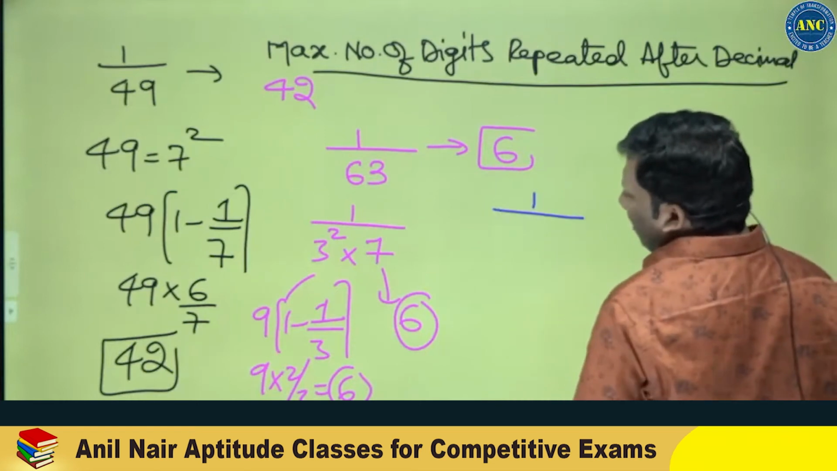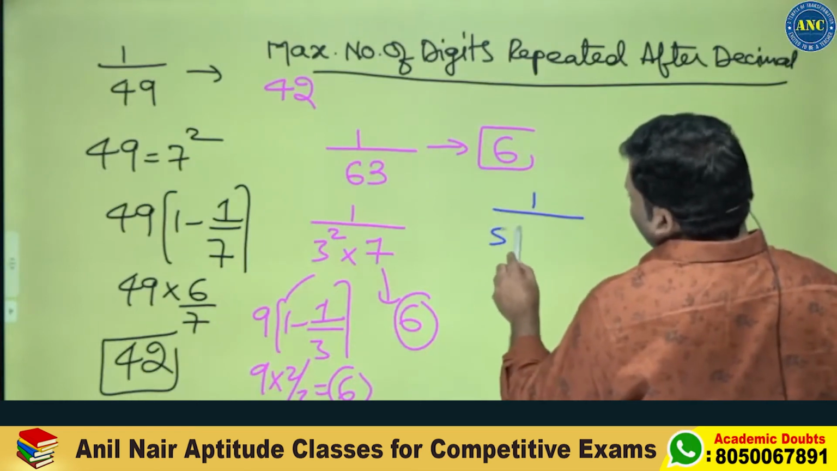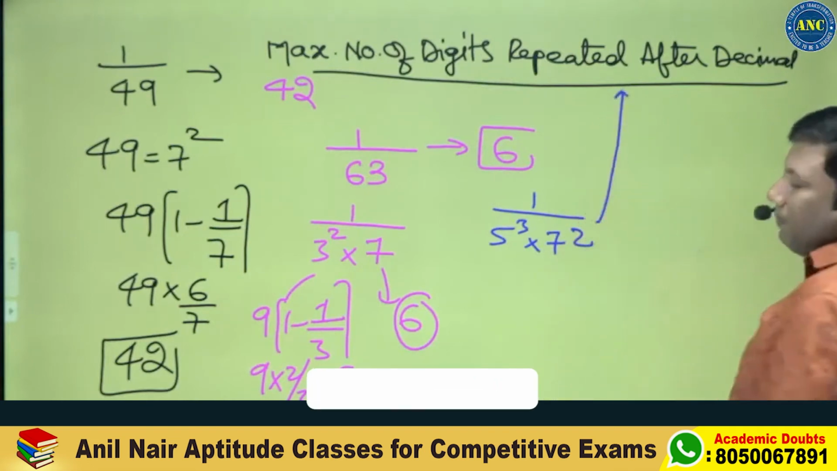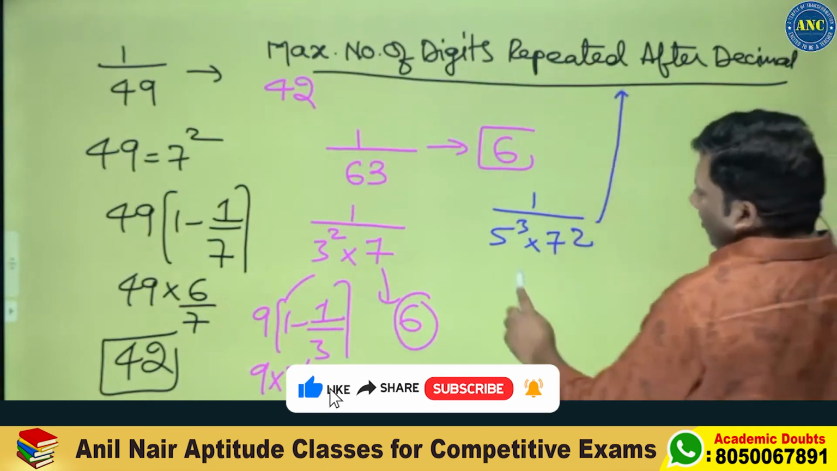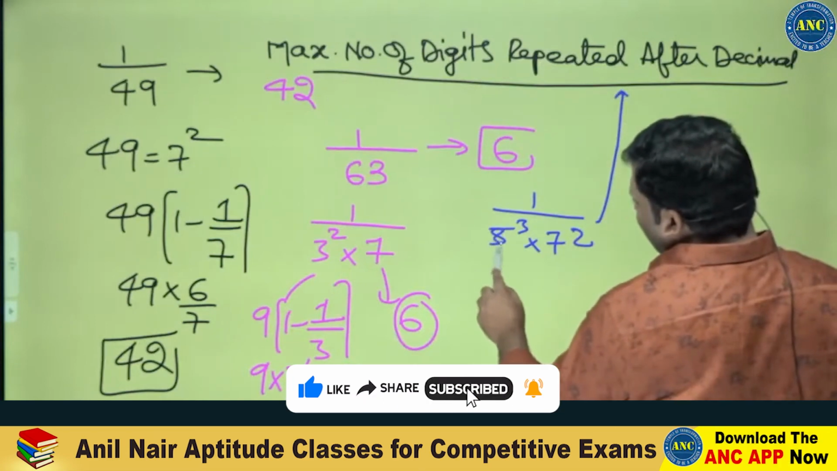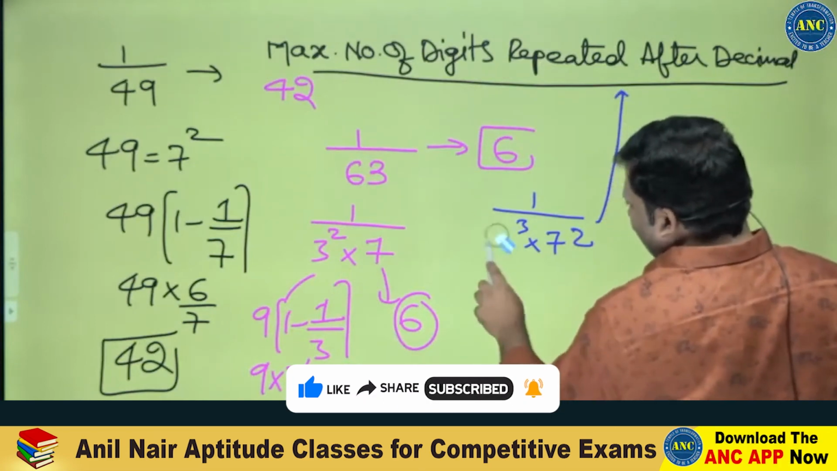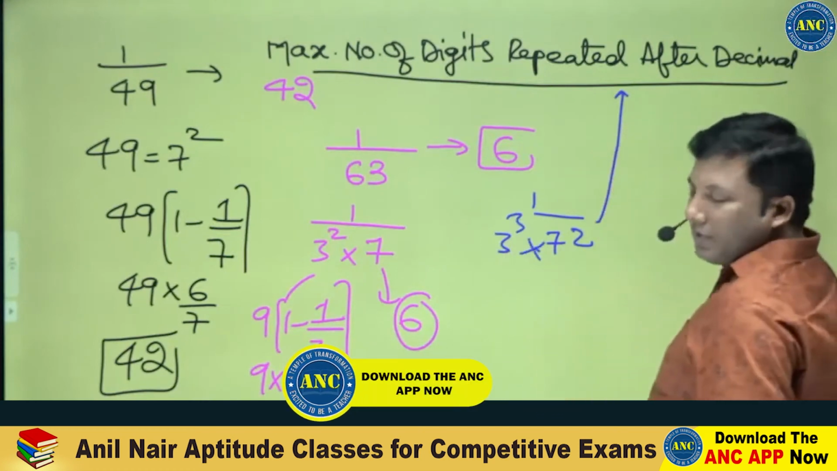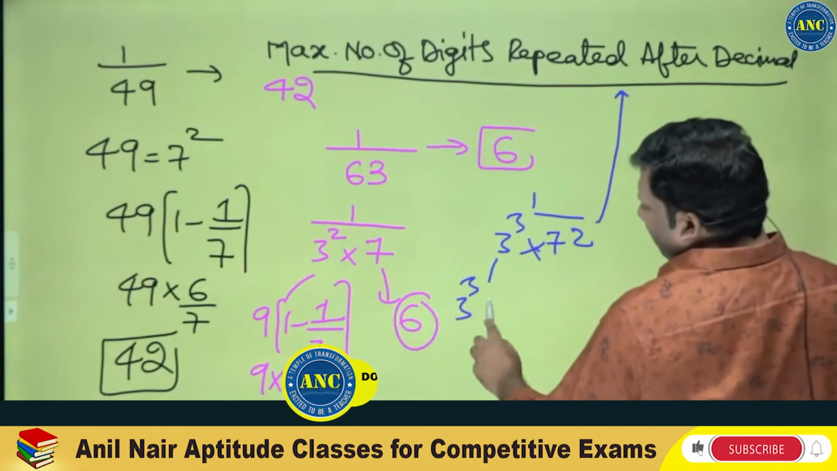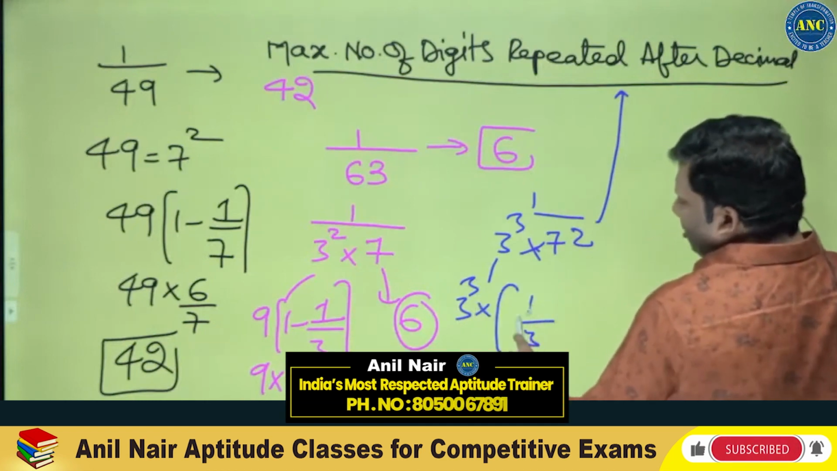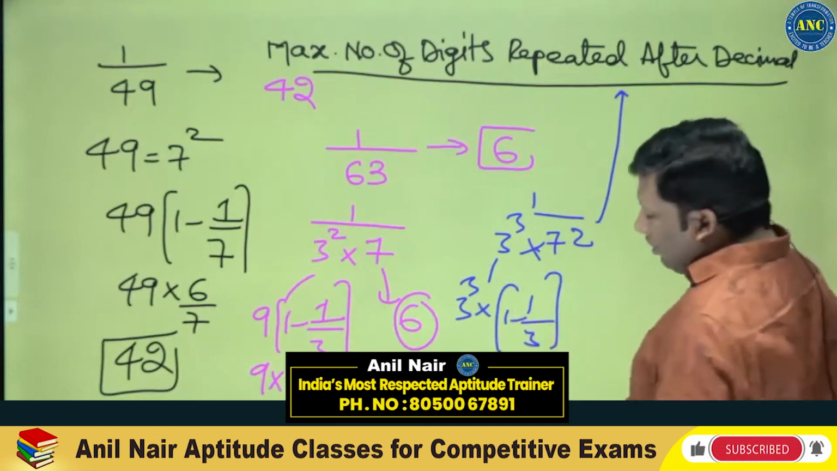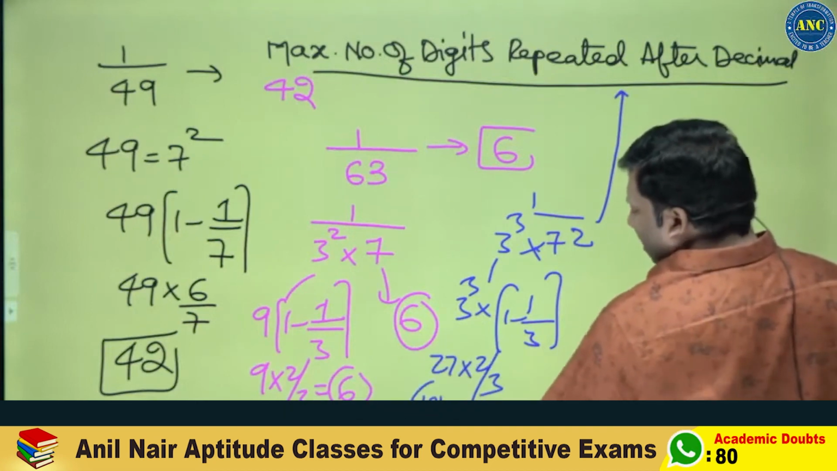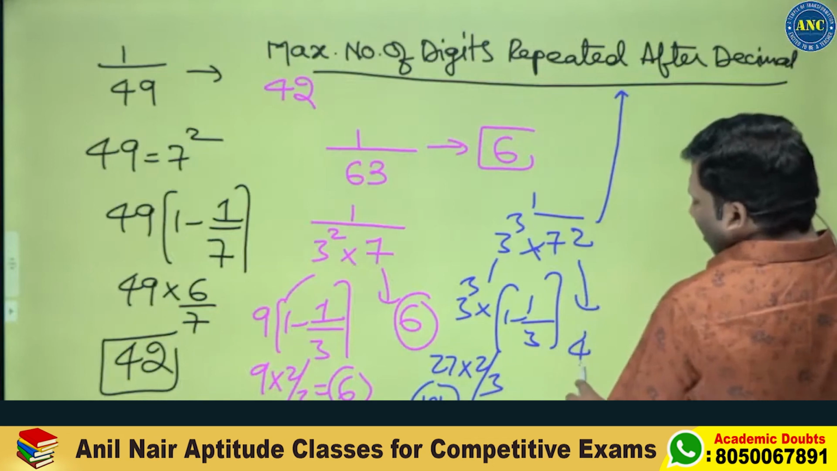Suppose, for example, I take 1 by 5 cube into 7 square, maximum number of digits repeated after the decimal. What will the answer be? Let us take 3 cube into 7 square, since 3 is other than 2 and 5. First write down the composite number. For every 3 consecutive numbers, 1 number is divisible, 2 by 3 are not divisible. 27 into 2 by 3 is 18. For 49, I got 42.